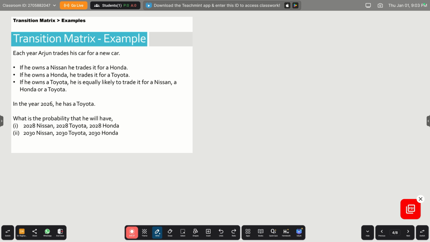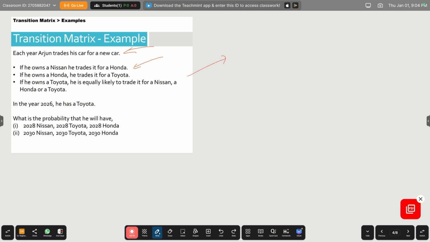Each year Arjun trades his car for a new car. This is his habit. Suppose he owns a Nissan car this year. He trades it for a Honda next year. And if he owns a Honda this year, then he trades it for a Toyota next year. And if he has a Toyota, then he is equally likely to trade it for a Nissan, a Honda, or a Toyota. This is the situation, and for his trading habit, I need to write the transition matrix first.